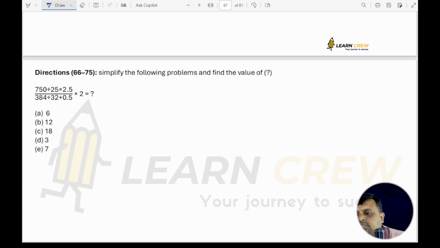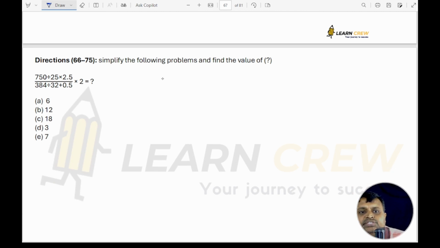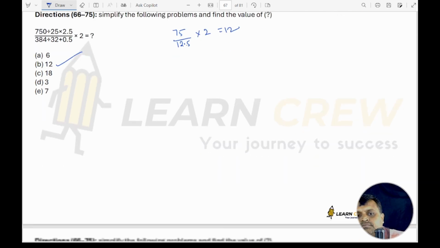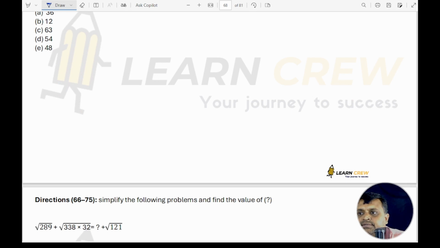Next questions are based on simplifications. 750 by 25 is 30. 30 times 2.5 is 75. 384 by 32 is 12. 12 plus 0.5 is 12.5. 12.5 times 6 is 75. 6 into 2 is 12. So answer is 12. Next.